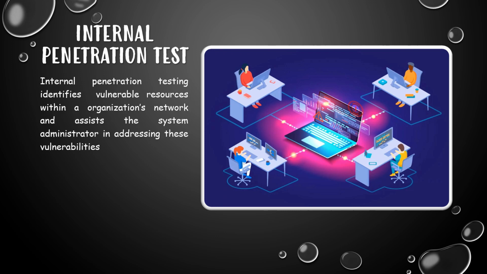Another type of penetration testing is the internal penetration test. An internal penetration test identifies vulnerable resources within an organization's network and assists the system administrator in addressing these vulnerabilities. Internal information assurance controls not only protect an organization from internal threats, but also help provide an additional layer of protection from external attackers who attempt to penetrate the perimeter defense.